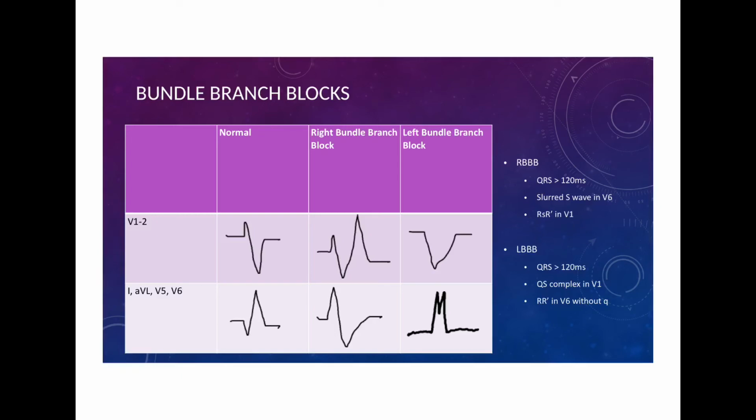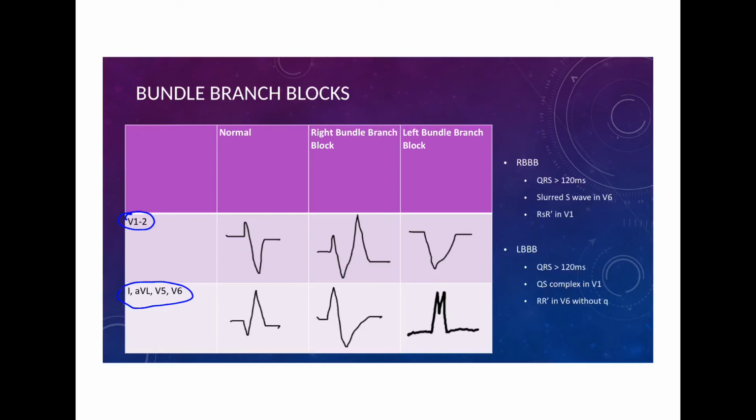Bundle branch blocks, like I said, will change the morphology of the QRS complex. You're going to look in leads V1 and V2, as well as the lateral leads 1, AVL, V5, and V6. Normally, in a normal patient, in V1 and V2 you'll see a small R and a big S wave in that lead, and you'll see a small Q and a tall R in the lateral leads.